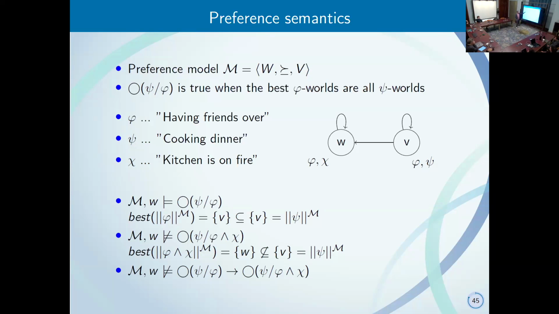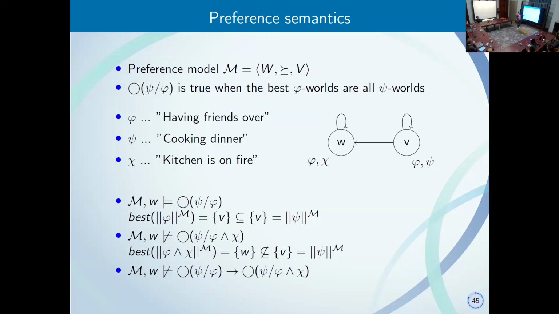Let's look at an example. Let's say you have friends over as phi, psi is you cook dinner for them, and chi is your kitchen is on fire. So one way, okay, it's nice if you have friends over and you cook dinner for them. Also, right, in the best phi scenario you can imagine, you cook dinner for them. This is this scenario, this is the better one, right? Those are both phi scenarios. This is the better one. It checks the best option for this one and checks if psi is true here.